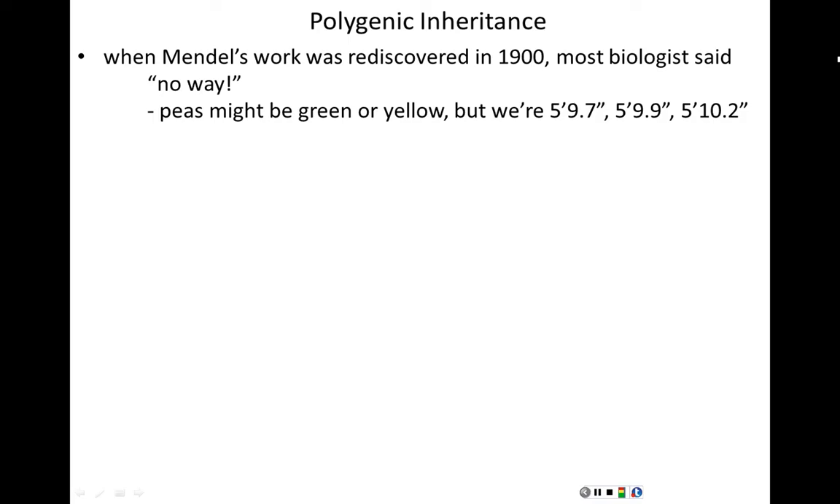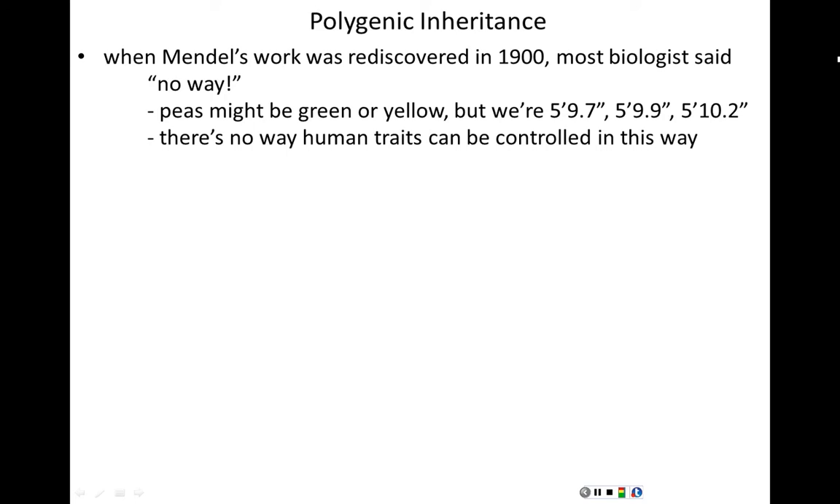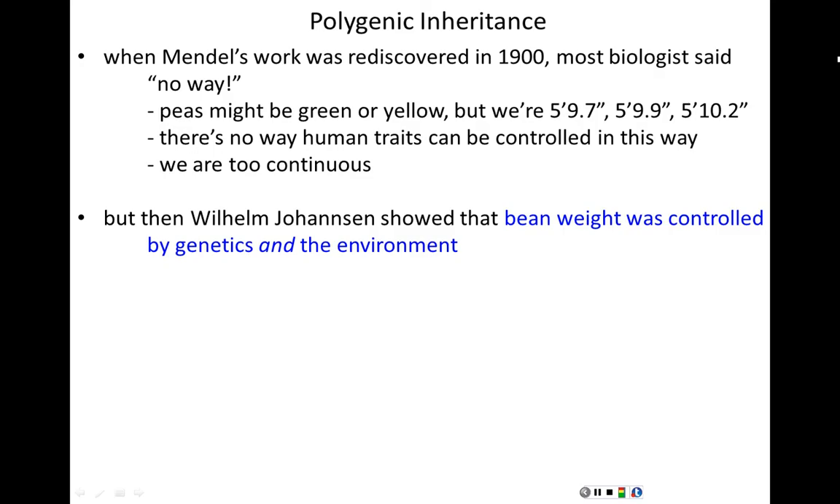People are 5 foot 9.7 inches tall, 5 foot 9.9 inches tall, 5 foot 10.2 inches tall, and explain that with simple classic transmission genetics. Scientists said there's no way human traits can be controlled in this way. We're too continuous. We're too blended. But then, soon after, a scientist named Wilhelm Johannsen showed definitively and genetically that bean weight, the seed weight of bean plants, was controlled multifactorially by both genetics and the environment, giving variation on the trait.